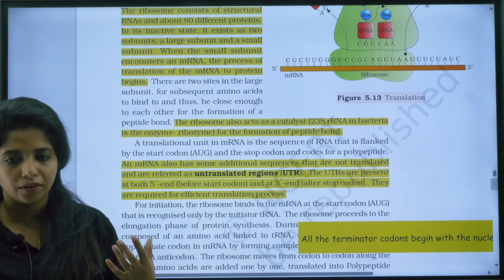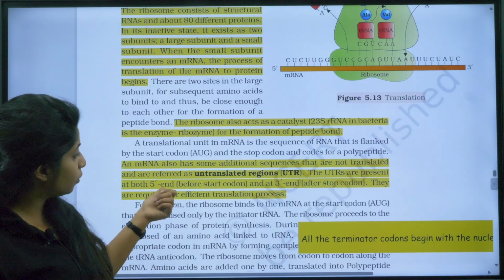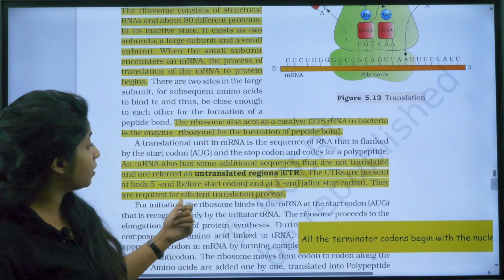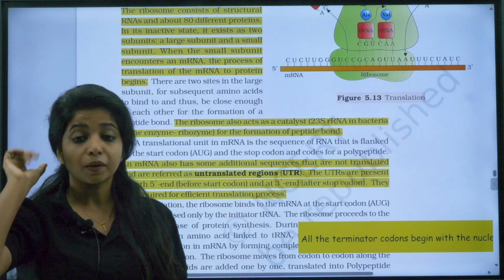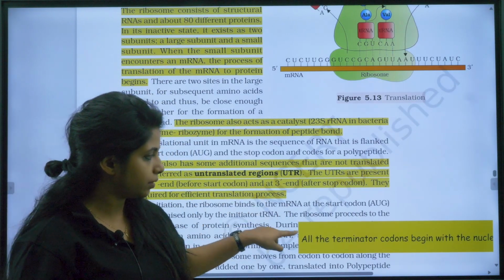These are known as untranslated regions, my dear children, and they are present at both the 5' end and the 3' end. They are required for efficient translation process. For the translation process to happen smoothly, it is there. So please remember, UTR is very, very important.